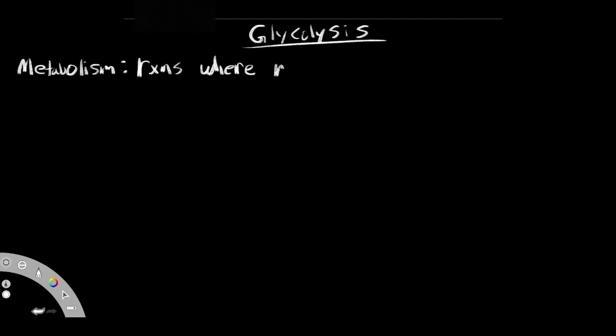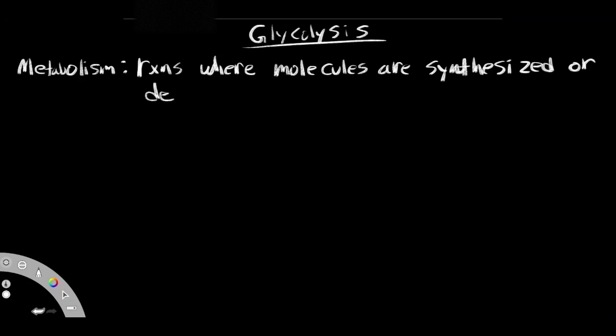So reactions where molecules are synthesized or degraded, broken down. So let's look at each of these terms, okay? The degradation and the synthesis. So when it's degraded, this is known as a catabolic reaction. Okay? So catabolism just means break apart.